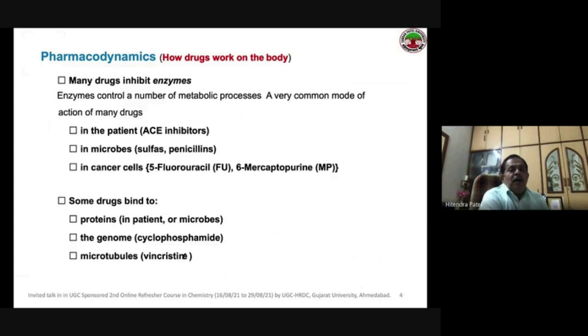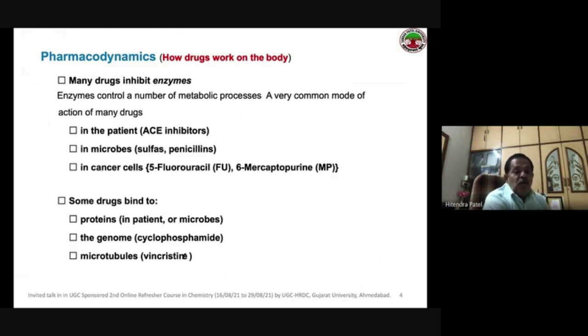Now, let me try to explain that in short view, that is pharmacodynamics. So, in pharmacodynamics, many drug molecules inhibit the enzyme, right? Many drug molecules inhibit the enzyme, and the enzyme controls a number of metabolism processes.